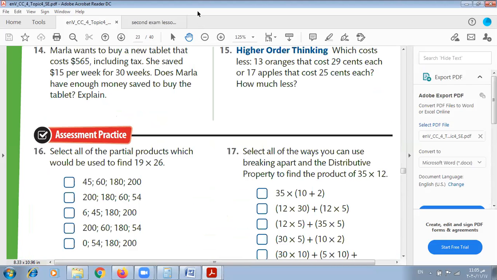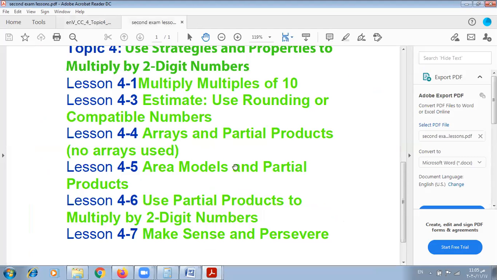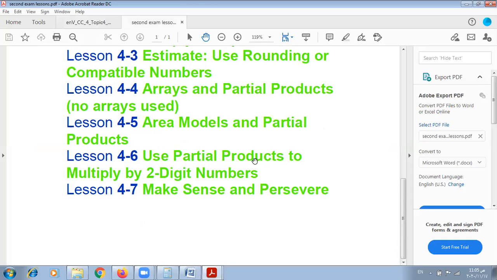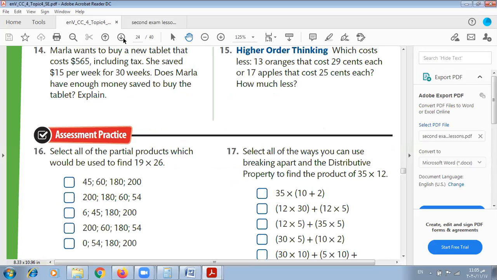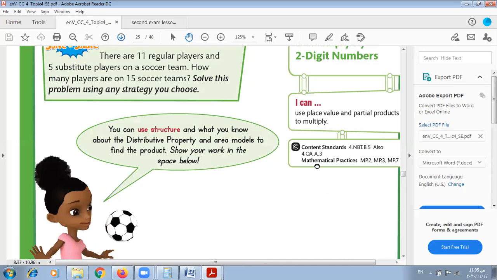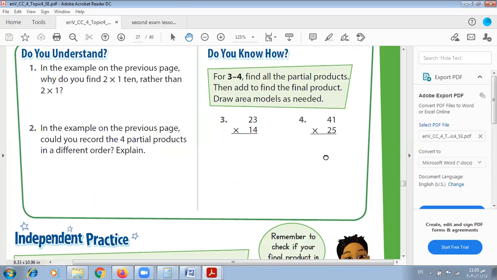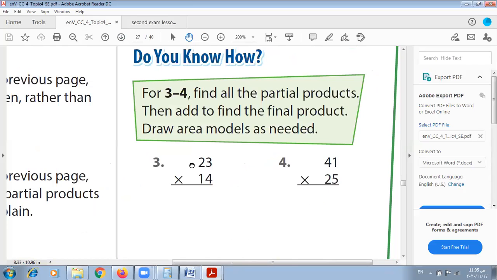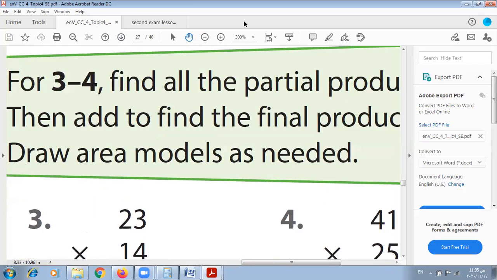Exactly. Thank you, Khaled. So, after that, we have used partial product to multiply 2 by 2 digit numbers. Okay, so let's see that lesson. We have an easier way to do that, and we know how to multiply these numbers. We can multiply it an easier way.